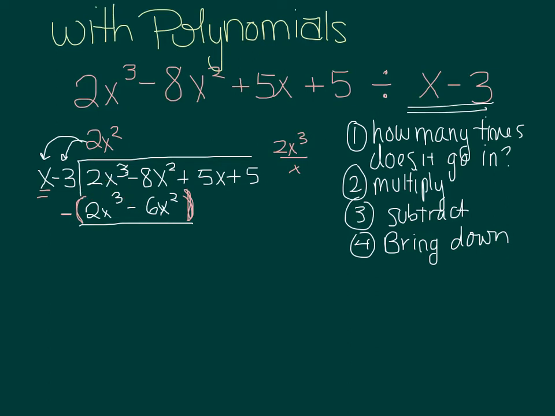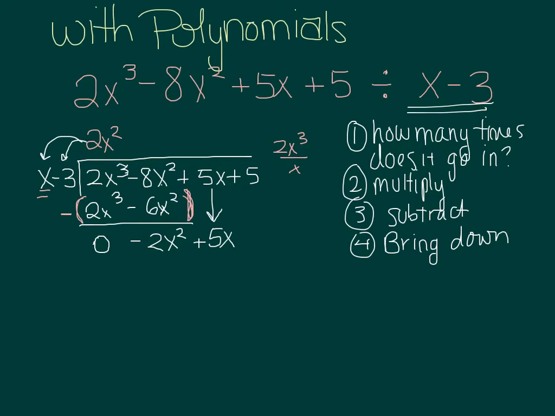But 2x to the third minus 2x to the third, well, that cancels out, which it should. So I have a 0 here. 8x squared minus 6x squared, well, that becomes plus, so I have minus 2x squared. Now I do bring down the plus 5x, just like I did in regular long division.